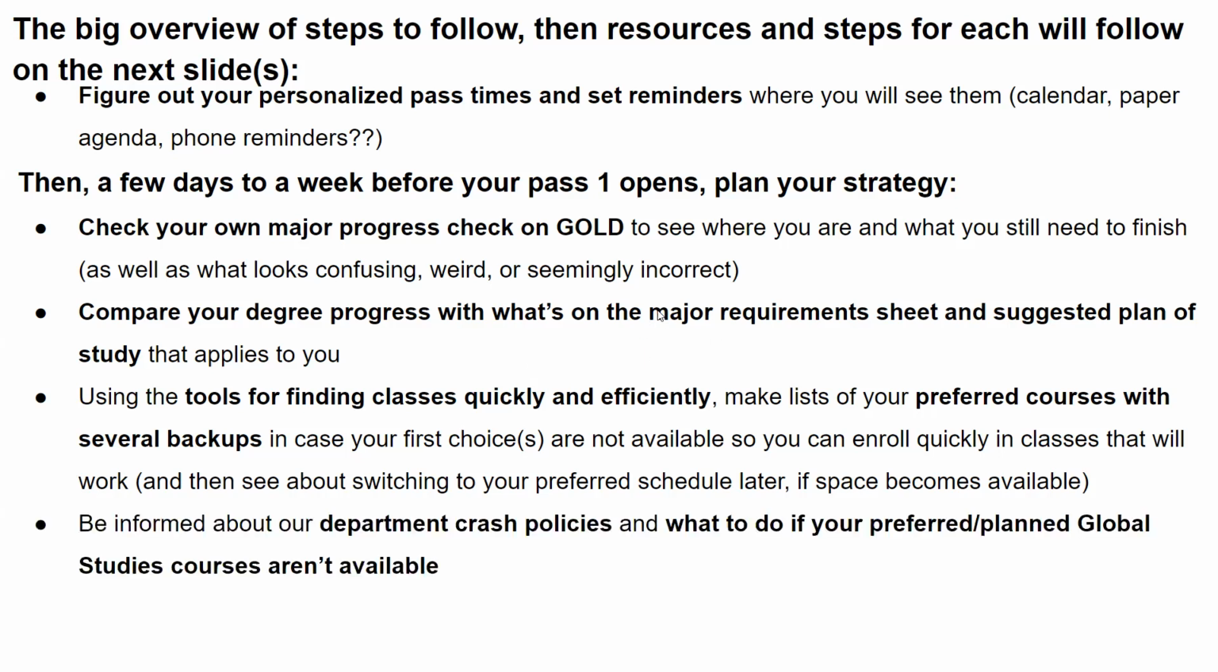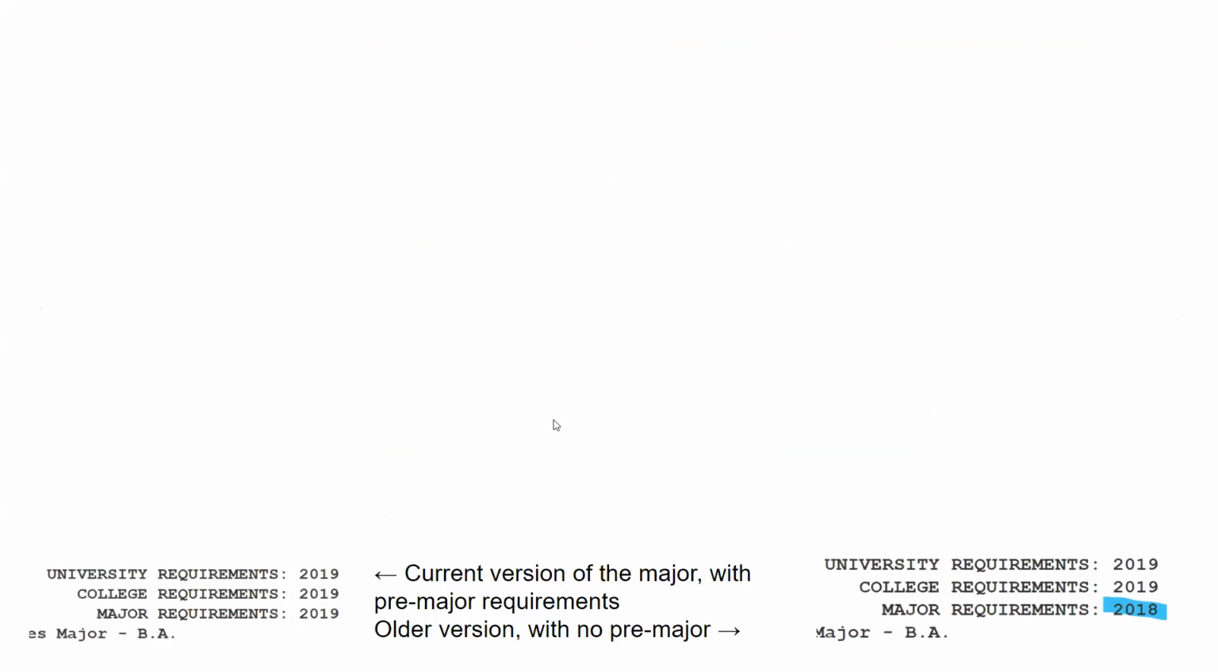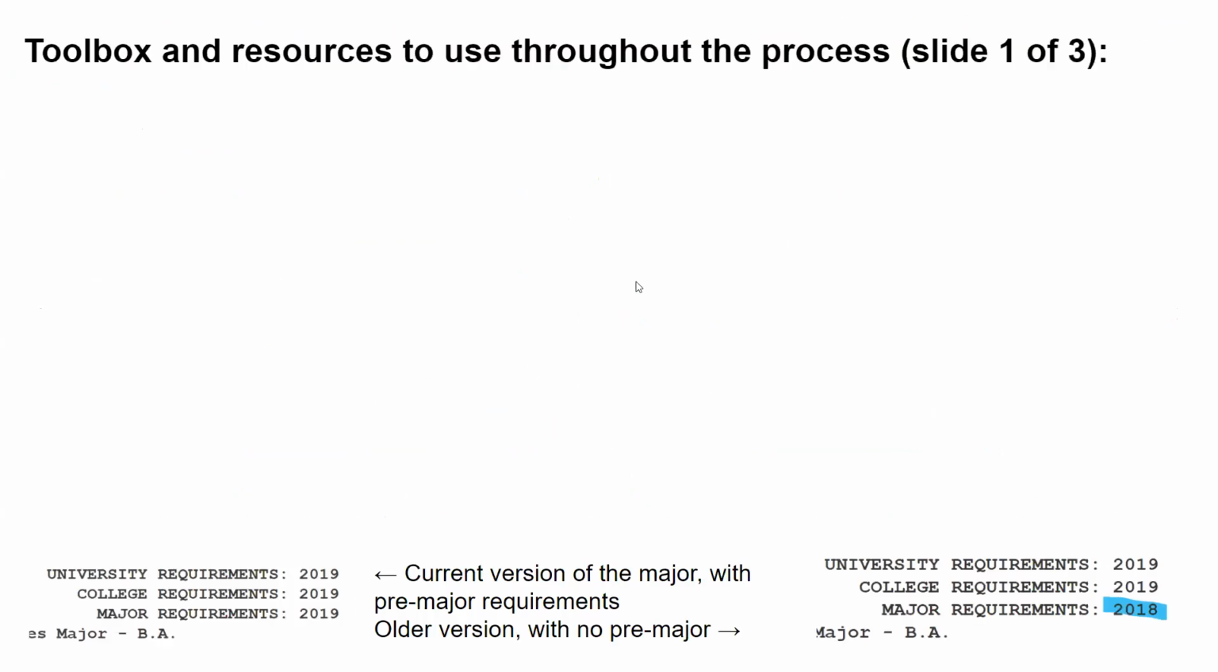And then you also want to be informed about our department crash policies and what to do if your planned global studies courses aren't available to you that particular quarter, sort of how to get into classes that are closed. So we're going to talk about what's at the bottom here in a second, but we'll start here at the top.